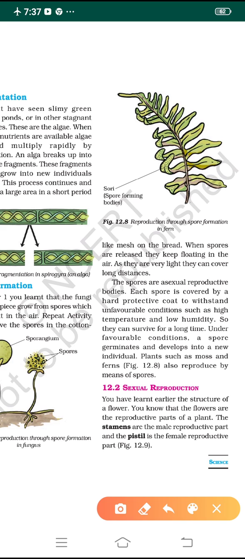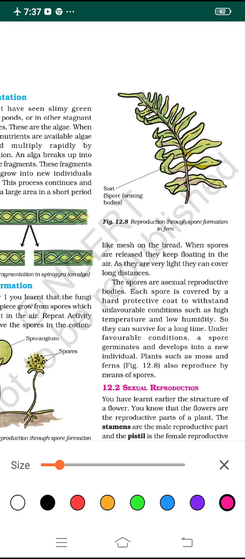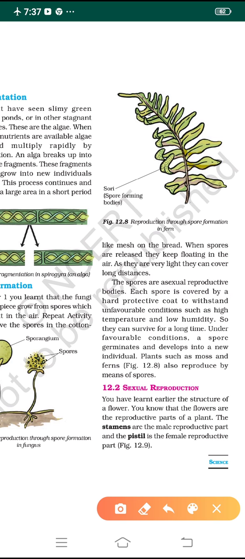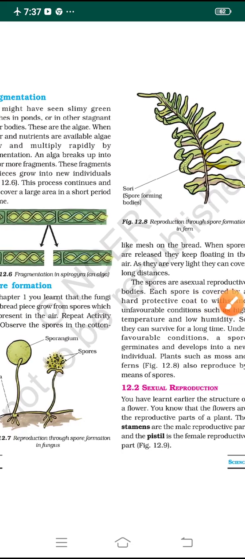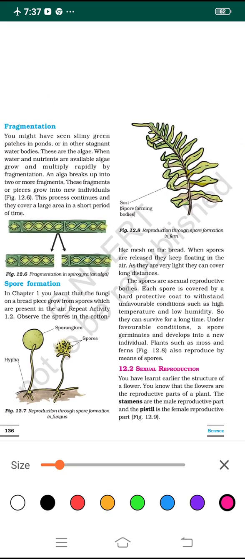So the spores are asexual reproductive bodies. Each spore is covered by a hard protective coat, which I can show you through the diagram. See, this is the hard protective coat, outside, as you can see here.